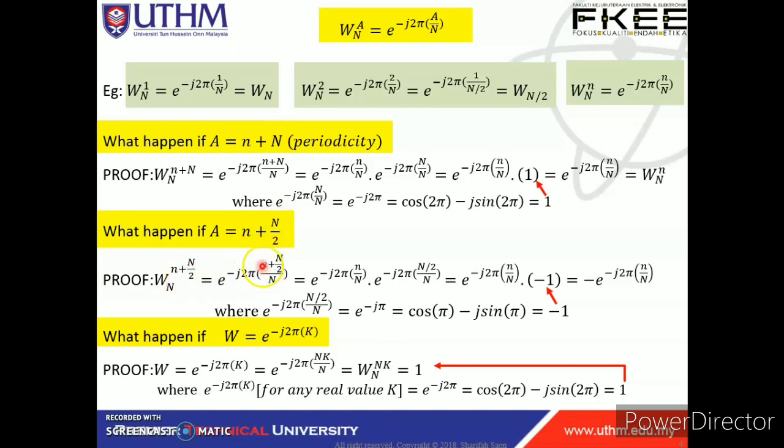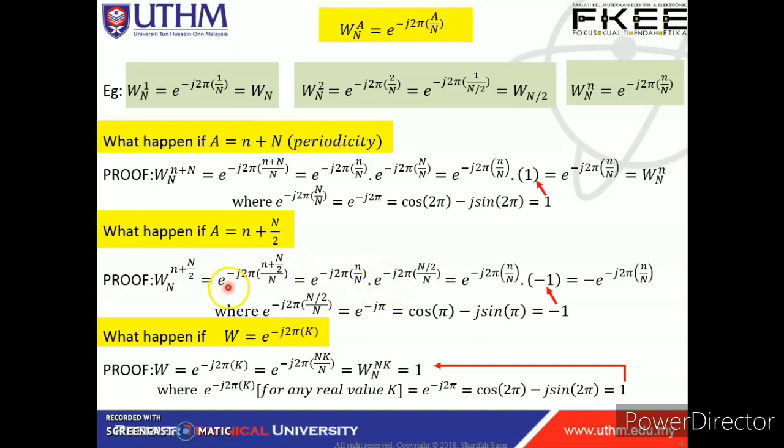So we just put it in the bracket: the numerator equals n plus number of sample divided by 2, and the denominator is the number of sample. So this is the equation, and like the example before, we can expand the exponential into the multiplication of two parts of exponential.